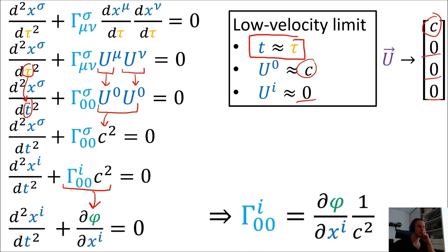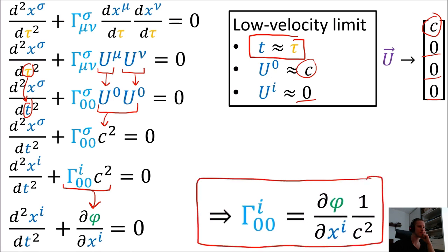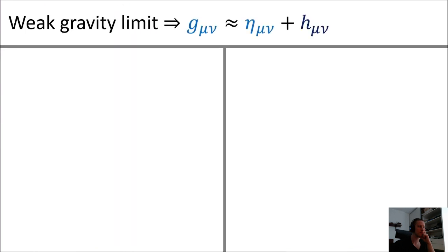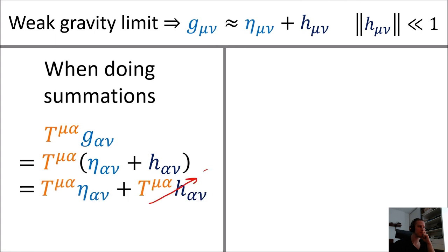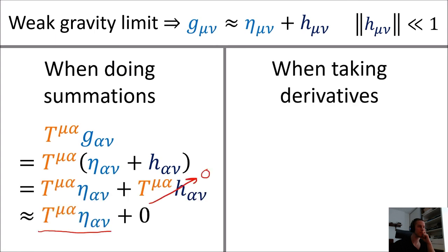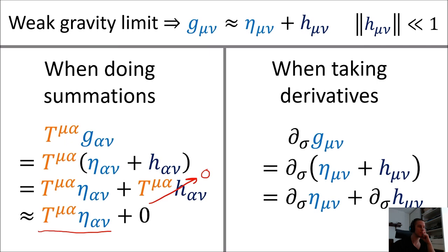To get the geodesic equation to match Newtonian acceleration, we need the Γ^i_00 connection coefficient to be 1 over c squared times the partial derivative of the gravitational potential phi in the i direction. Now, when we say we're taking the limit of weak gravity, this means that the metric can be written as a sum of the flat Minkowski metric eta plus a small change h, where the components of h are much less than 1. This basically means that when we do a summation with the metric, the h part is small enough to be ignored. But when we take the derivative of the metric, we ignore the constant Minkowski part in Cartesian coordinates and only get the derivative of the h part.